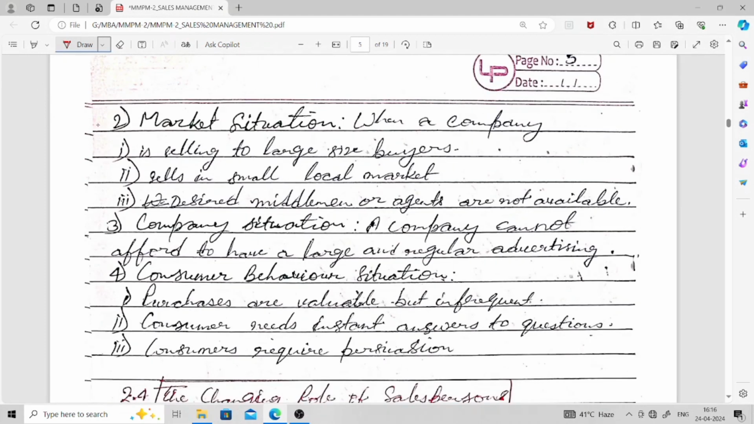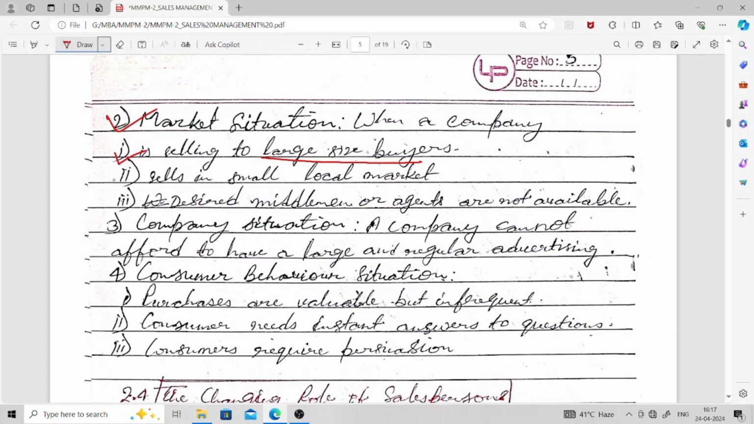There you have the first one. Second one, market situation: when a company is selling to large size buyers. In that case personal selling is required, because a lot of information should be provided to the large size buyers. If much is at stake, buyers need a lot of information about the product and the supply of the product. So personal selling will be useful, so that salesmen can provide relevant information to the buyers.